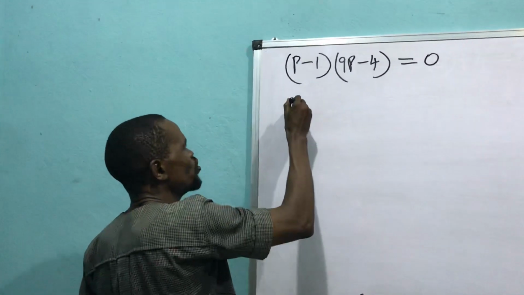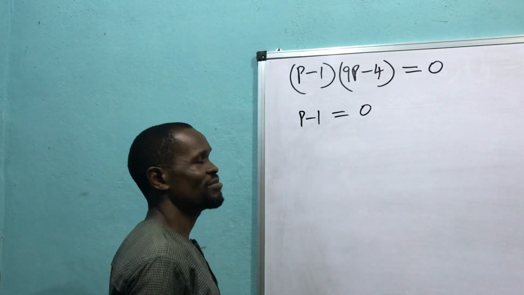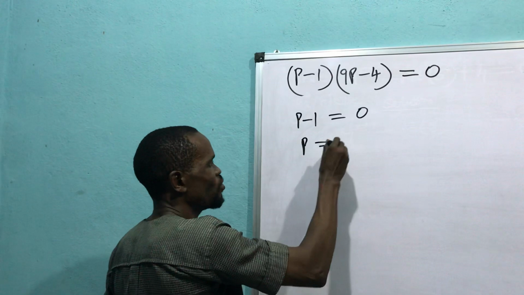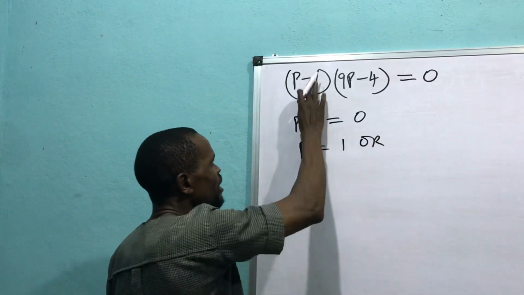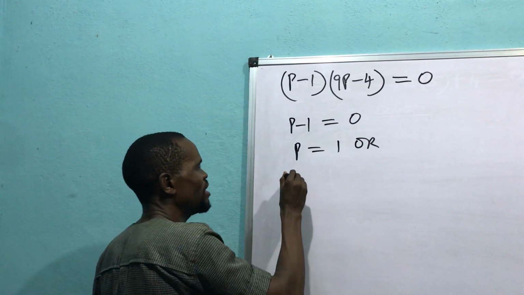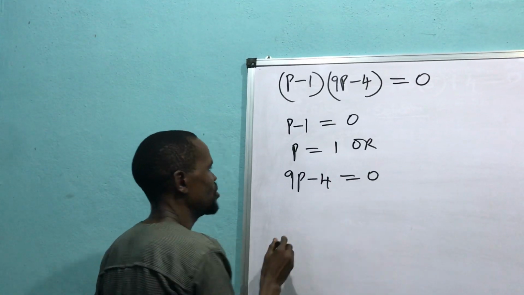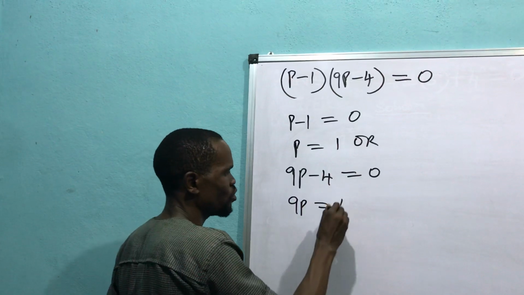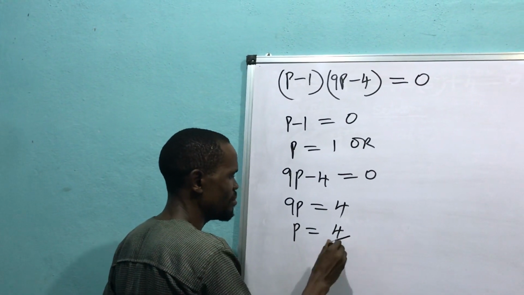Then look at it. I can now say you are the 0. P minus 1, you are the 0. That's what I'm saying now. You are the one that caused it. Then from there, I can now say P is equals to what? 1. Then again, or this one, you are not 0. This one is 0. I will now say 9p minus 4, you are the 0. Then I can now say that 9p is equals to 4. I can now say p is equals to 4 divided by 9.